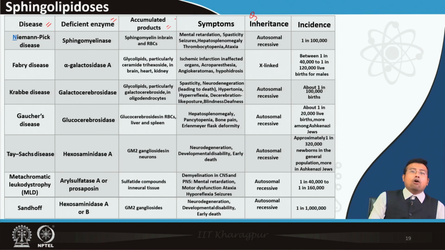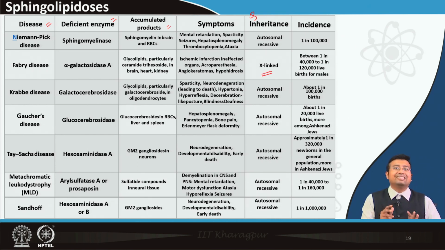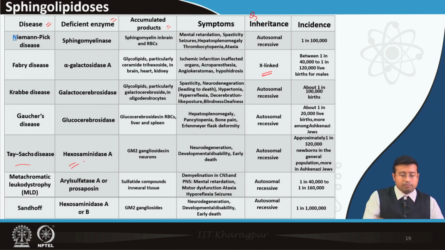As you can see, all of these disorders are inherited in an autosomal recessive fashion except Fabry's disease, which is X-linked, okay. So, for example, Tay-Sachs disease is caused due to deficiency of hexosaminidase A. What accumulates? GM2 gangliosides, okay. In case of Niemann-Pick disease, sphingomyelinase is deficient.